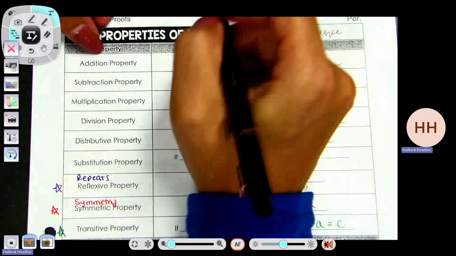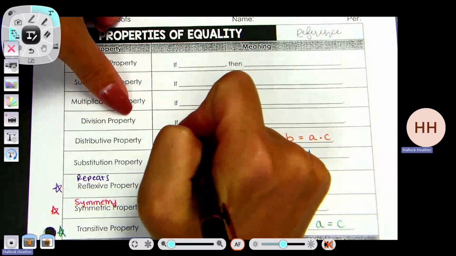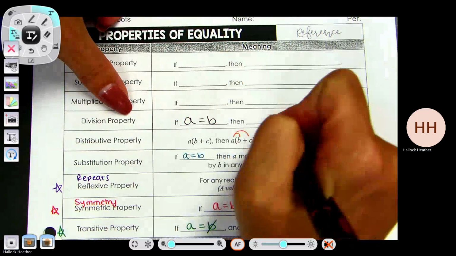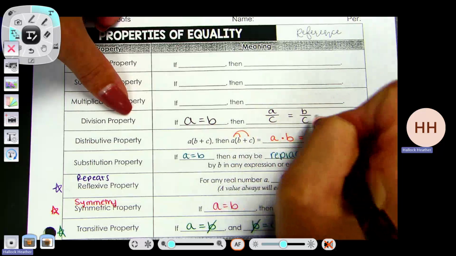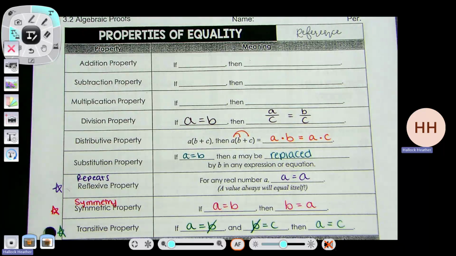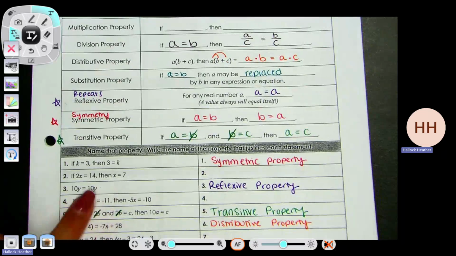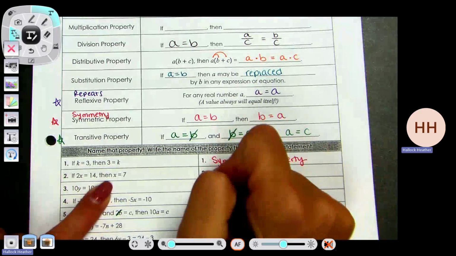So let's do division first, since we're kind of working up. Division property is where if I say A equals B, then A divided by C also equals B divided by C. So if I'm dividing by something to both sides, does anybody see one that represents division property of equality down there? Number 2. So number 2 is division property because it says if 2x equals 14, then x equals 7, because they are not showing you're dividing by 2, but you would divide by 2. So number 2 is division property.